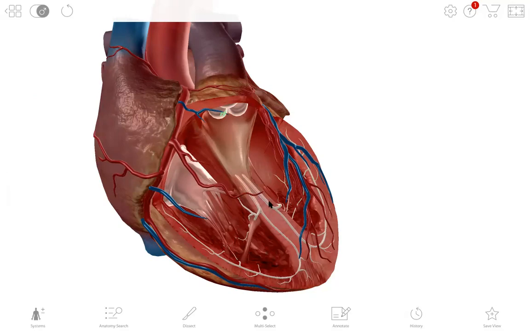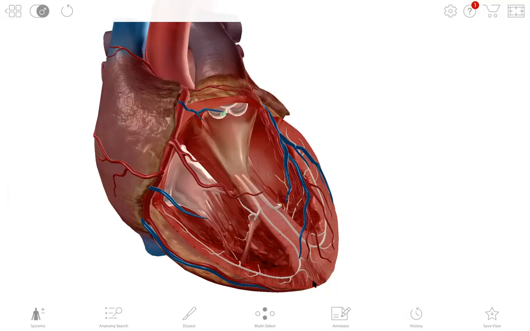It will transfer through the muscular part of the interventricular septum, and then it will end as Purkinje fibers. The Purkinje fibers will reach the papillary muscles in order to initiate their contraction and relaxation. A large part of the right bundle branch will pass through the moderator band, or what is called the septomarginal band.